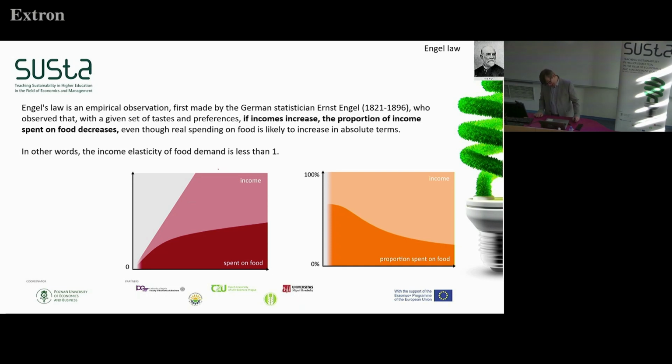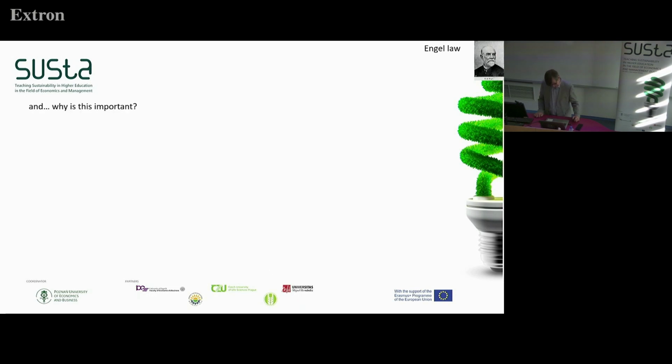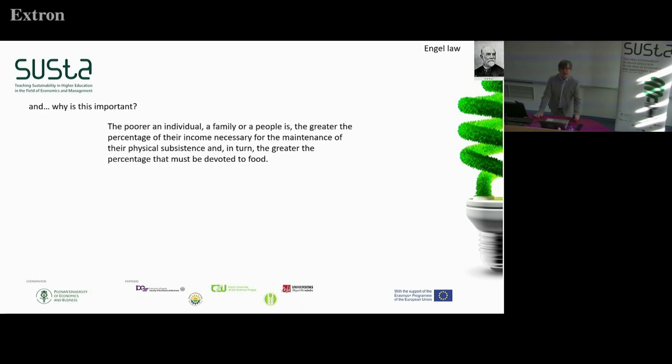I repeat the principle. If income increases, the proportion of income spent on food decreases. Okay? The poorer an individual, a family or people is, the greater the percentage of the income necessary for the maintenance of their physical subsistence, and in turn, the greater the percentage that might be devoted to food.